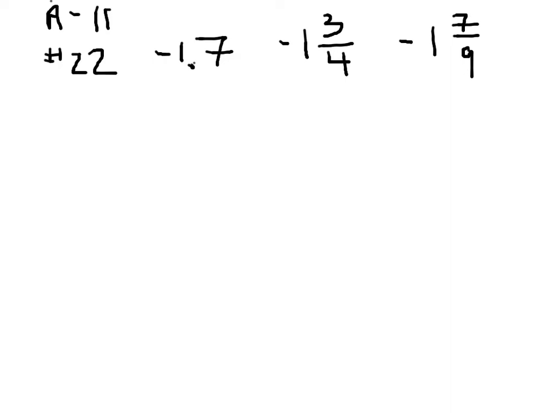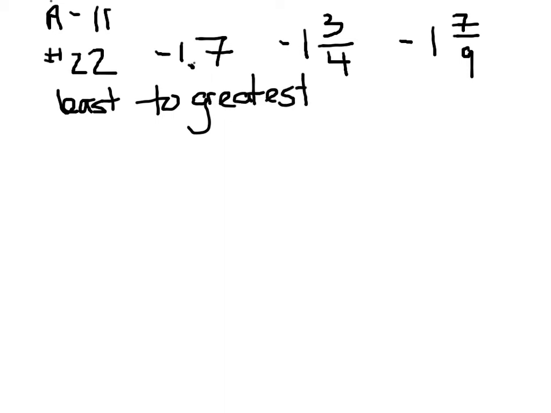All right, so I'm going to do A11. This is number 22. So I want to put these in order from least to greatest. So let's go ahead and write that. We want them to be from least to greatest. And I have the numbers -1 and 7/10, -1 and 3/4, and -1 and 7/9.